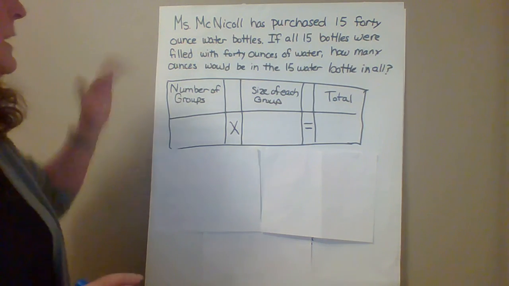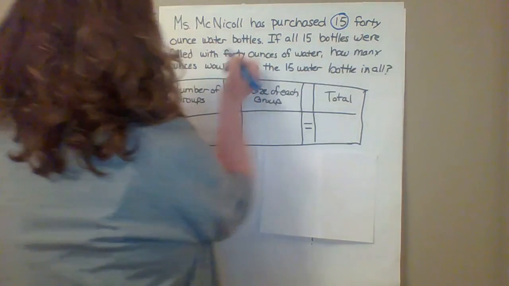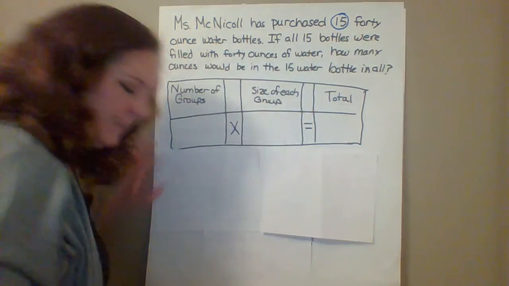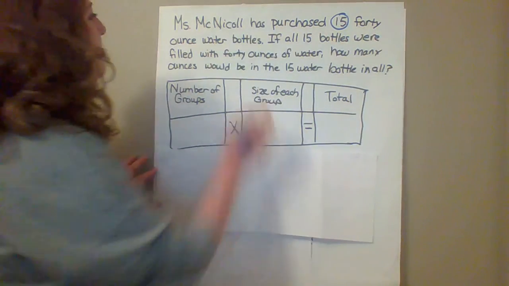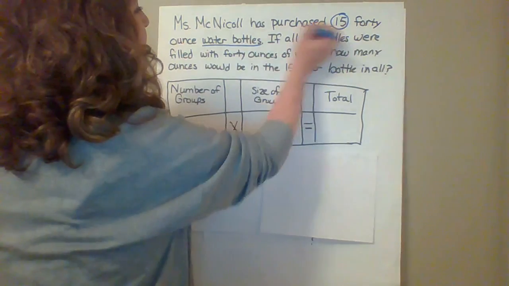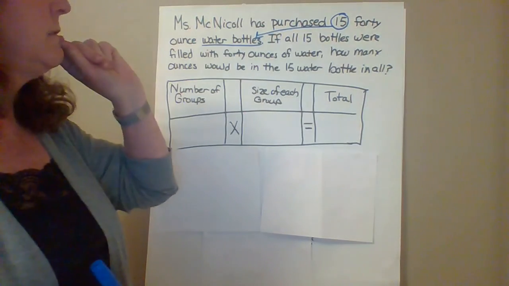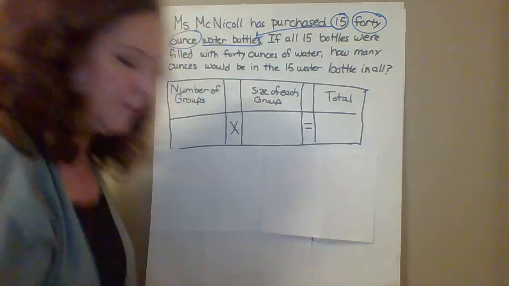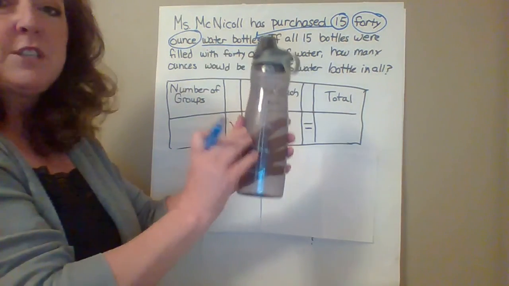Okay, so as I'm reading, I have purchased 15. 15 what? 15 40? No, I had 15 water bottles. Okay, so 15 water bottles. And they're 40-ounce water bottles. Oh, 40 ounces. Very interesting. Here's my 40 ounces. I purchased 15 of those.